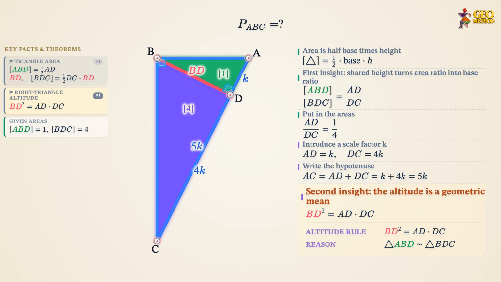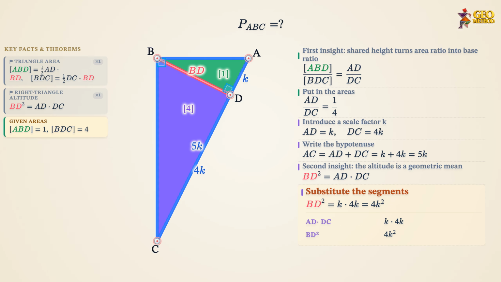Here is the second insight. In a right triangle, the altitude from the right angle to the hypotenuse is the geometric mean of the two hypotenuse pieces. Thus, segment BD squared equals segment AD times segment DC, linking the red altitude directly to the 1:4 split before we solve the scale.